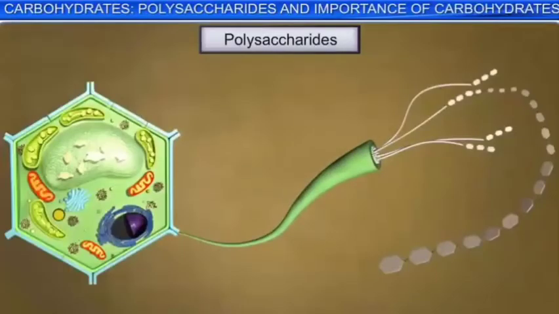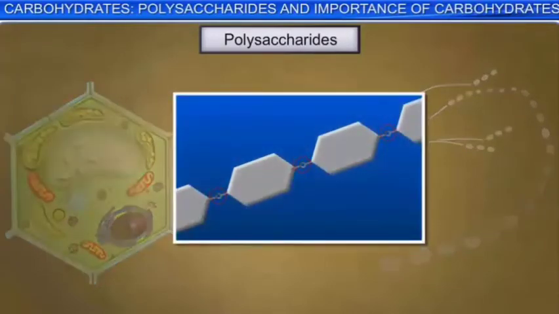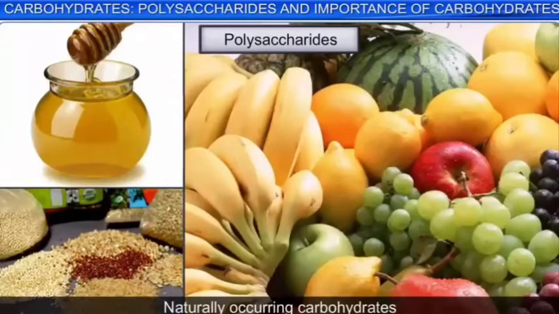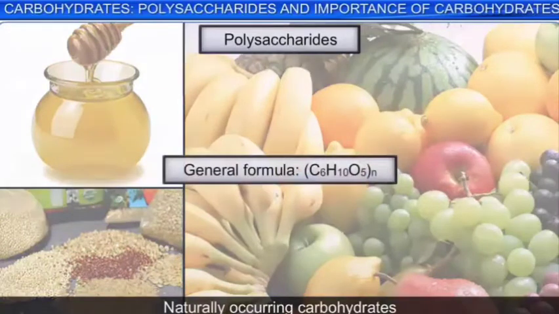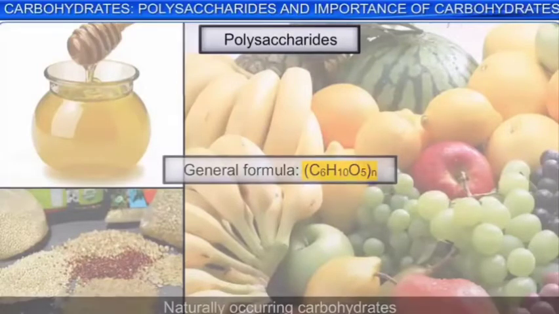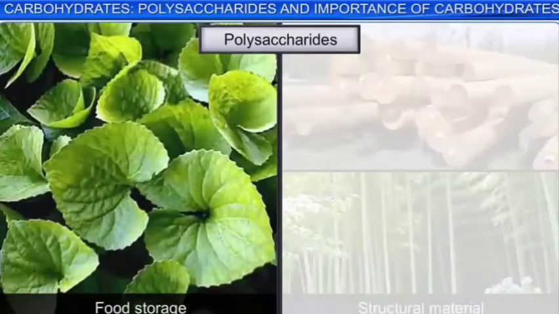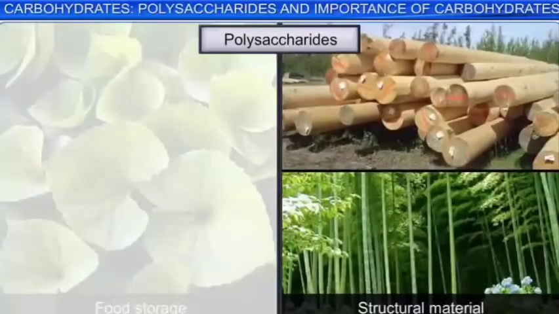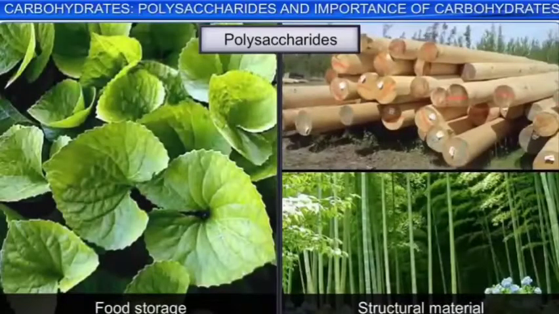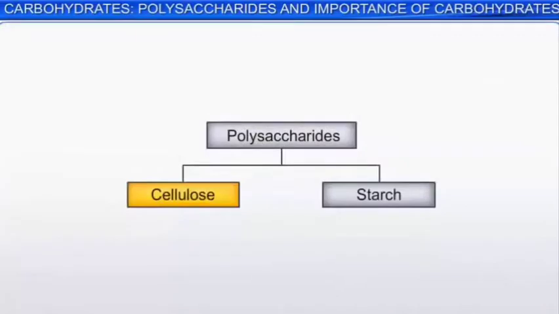Polysaccharides contain many monosaccharide units joined together by glycosidic linkages. Polysaccharides are the most common naturally occurring carbohydrates. A polysaccharide has the general formula (C6H10O5)n. They play important roles in food storage and as structural material. Cellulose and starch are the most important polysaccharides.